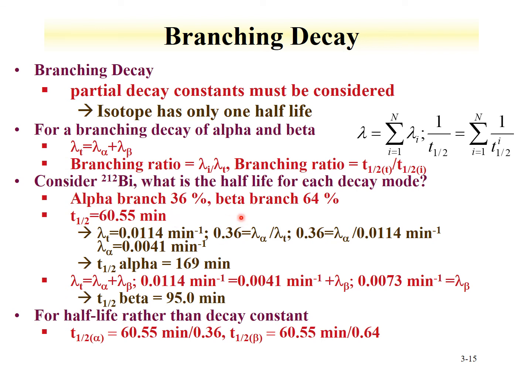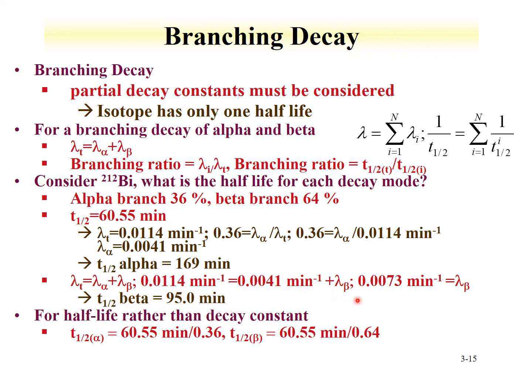We see that the branching ratio for the alpha, 0.36, is equal to the alpha decay constant divided by the total decay constant. Let's solve for the alpha decay constant. As shown here, we get a decay constant of 0.0041 inverse minutes. Log 2 divided by the half-life is equal to the decay constant. We use that to calculate the alpha decay half-life, which is about 170 minutes.